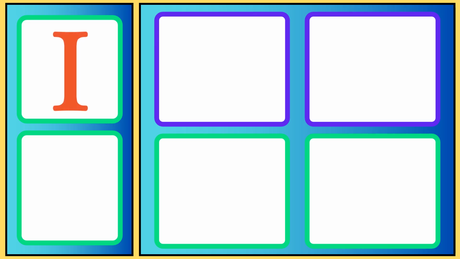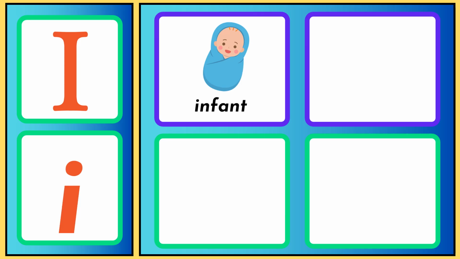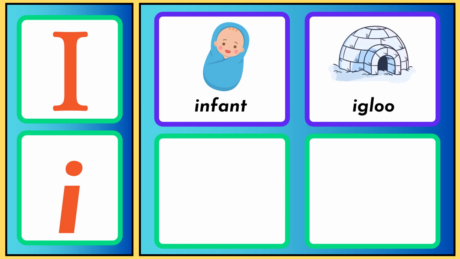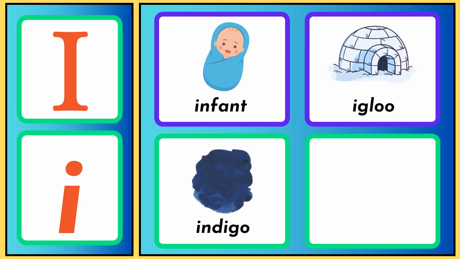Capital letter I. Small letter I. I says E. E is for infant. E, igloo. E, indigo. E, insect. E.